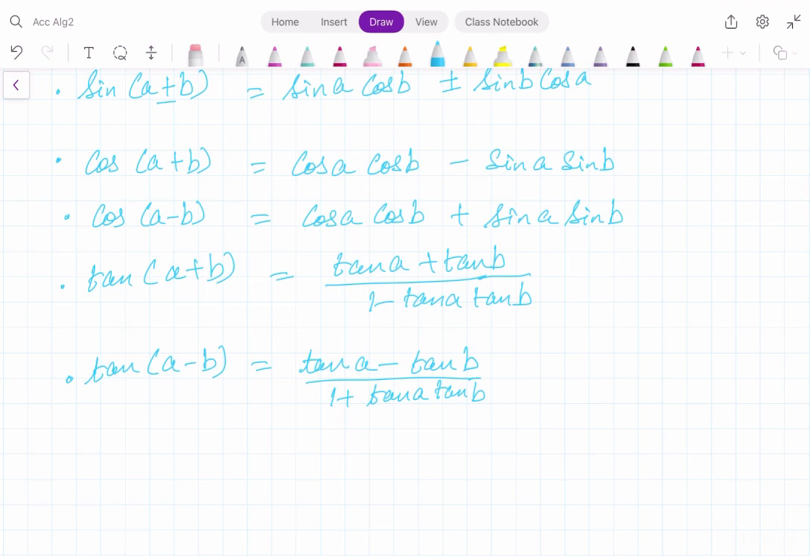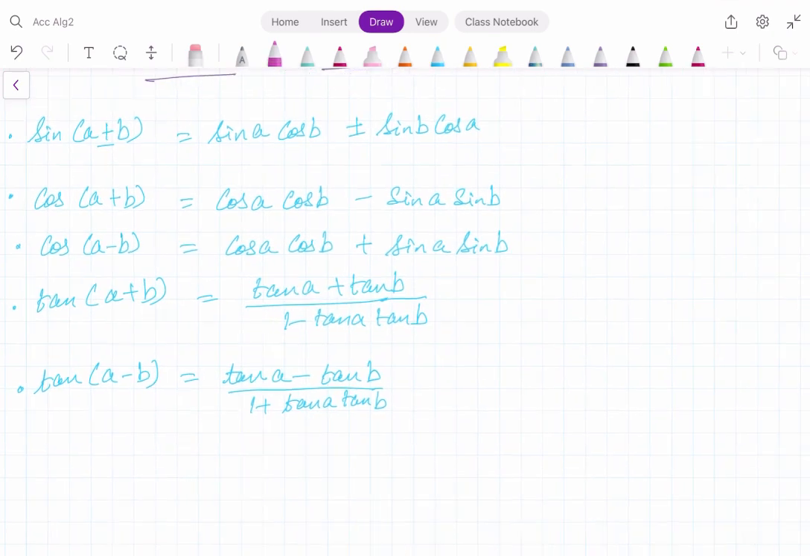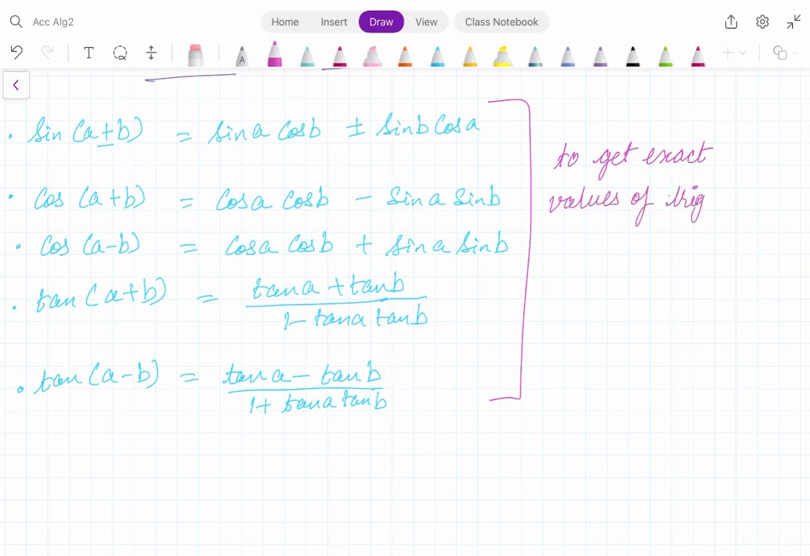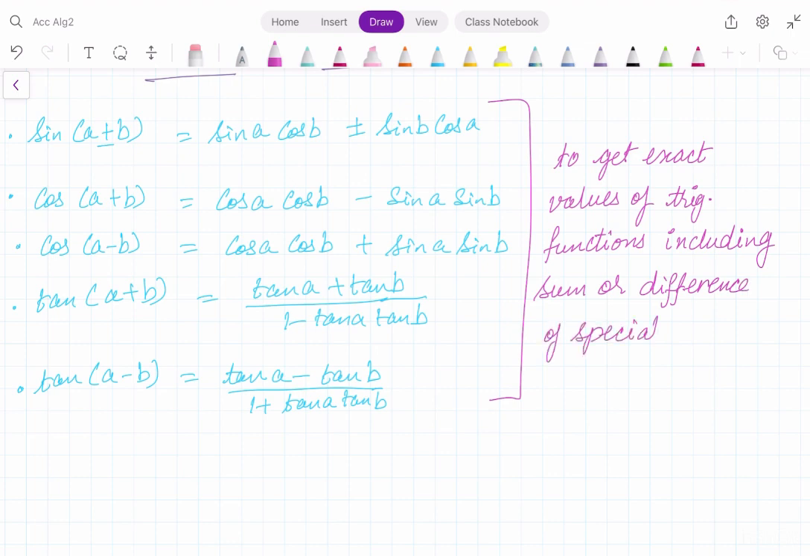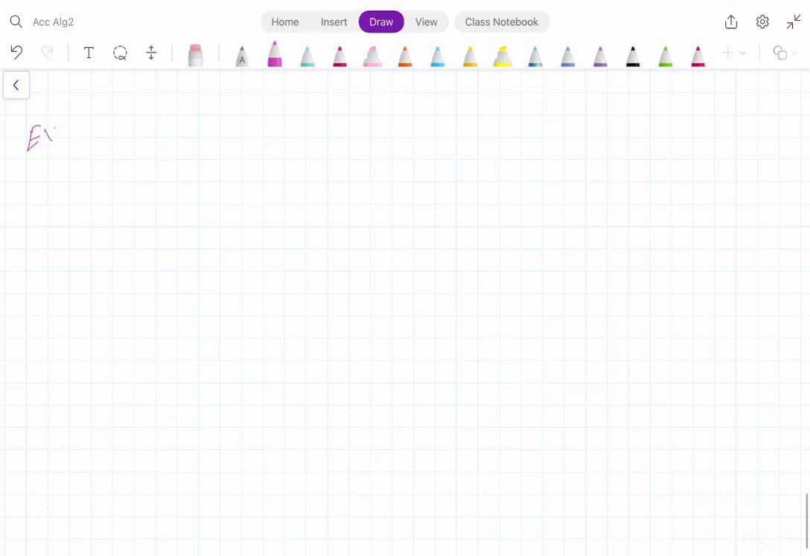Now, why do we do all of these sum and difference formulas? These sum and difference formulas will help us to get the exact value of the trig functions, including sum or difference of special angles, right? Let's understand them and use them in some questions.